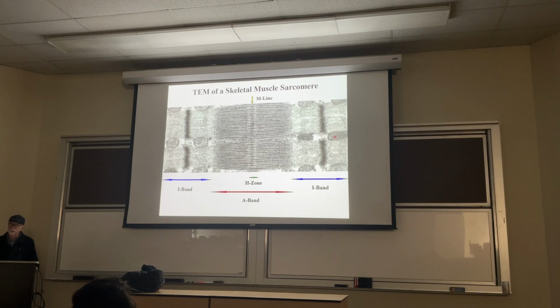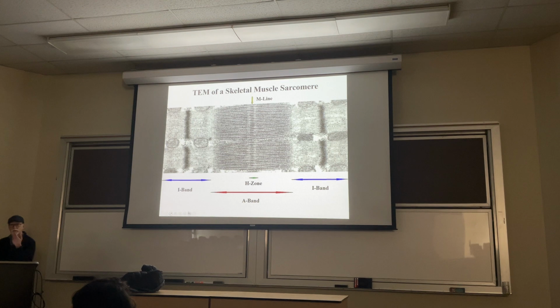These are all mitochondria, by the way. This and this and this and this and this and this. Remember, skeletal muscle's got a lot of mitochondria because it's very energetic. Makes a lot of ATP.